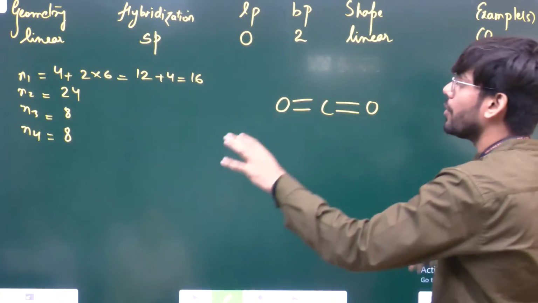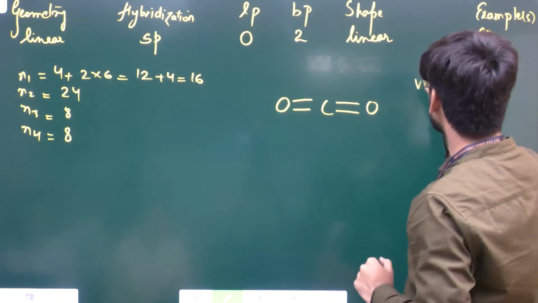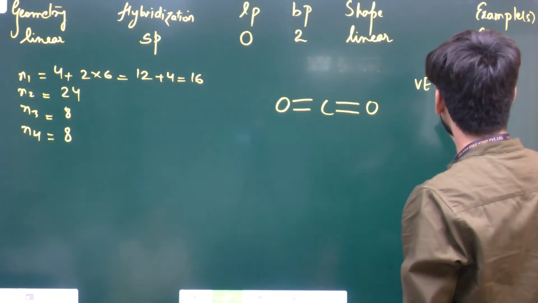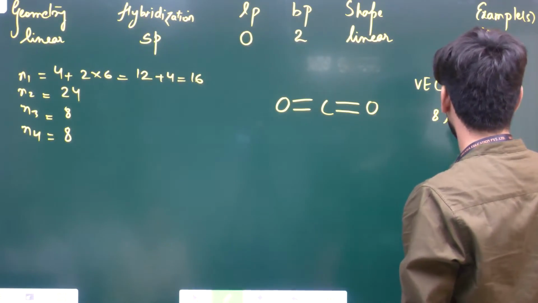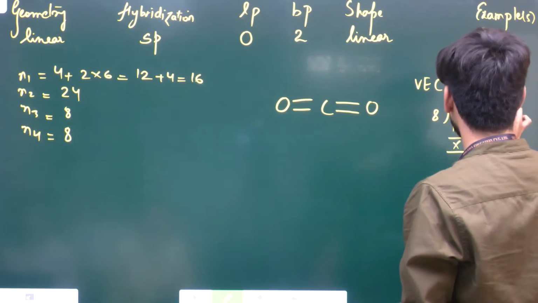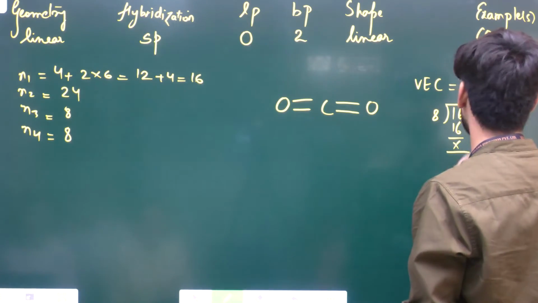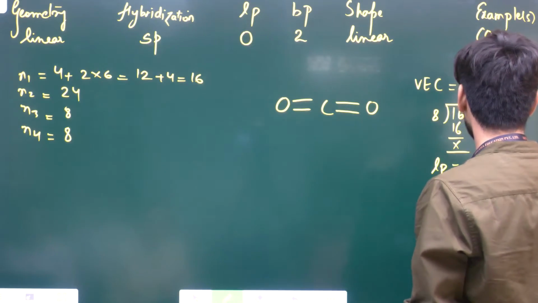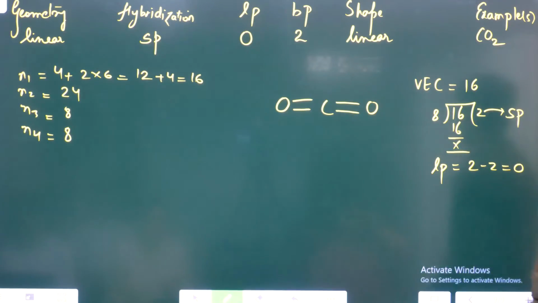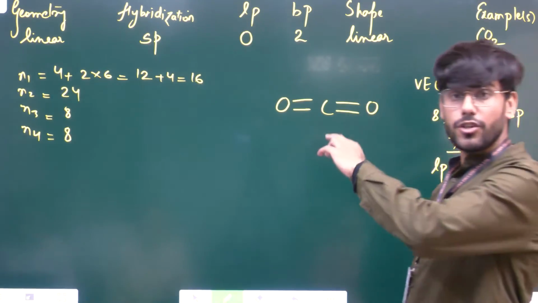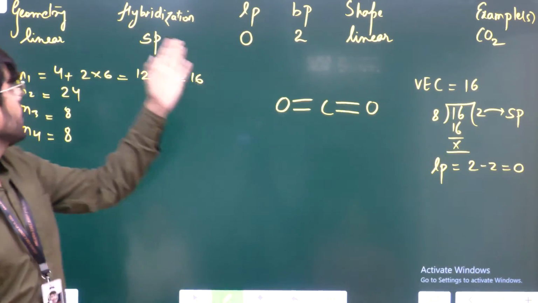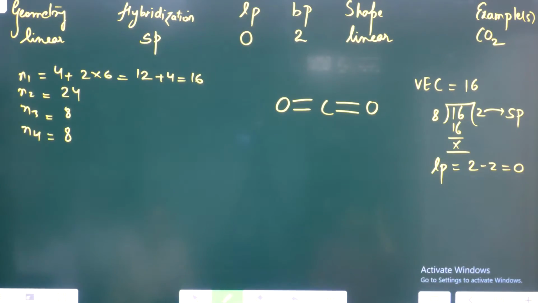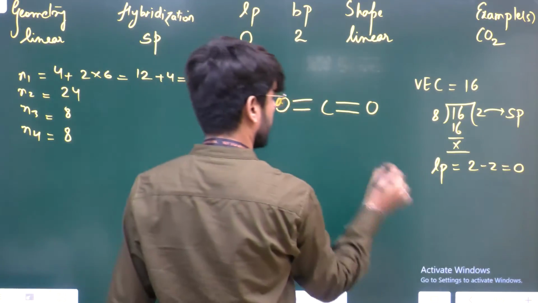Now using the VSEPR theory concept, what is the valence electron count? Again, which is 16. 16 means you will divide it by 8. 2 is the steric number which corresponds to sp hybridization, and what about the lone pair? 2 minus 2, which is 0. Simple. This is good. The VSEPR is telling you the hybridization. Is it clear? Yes.